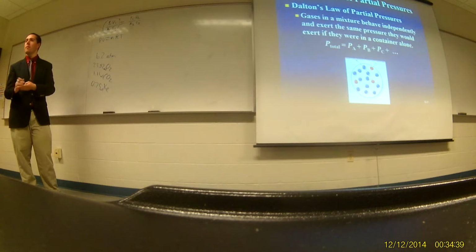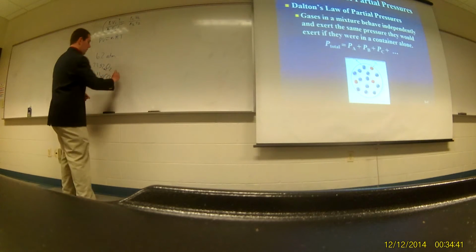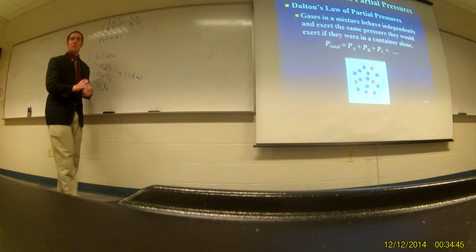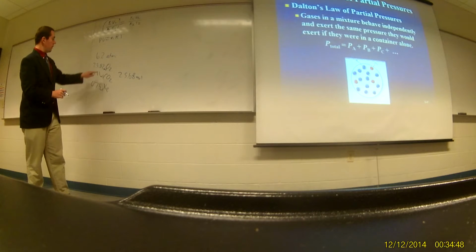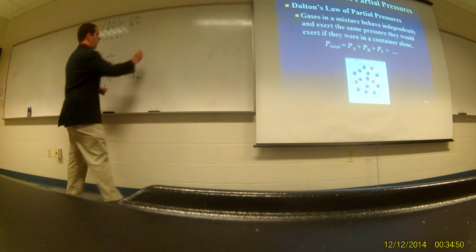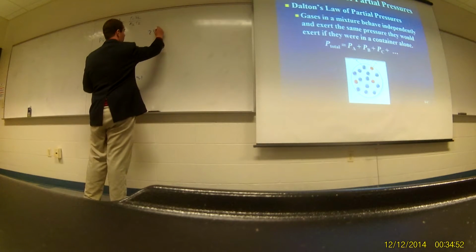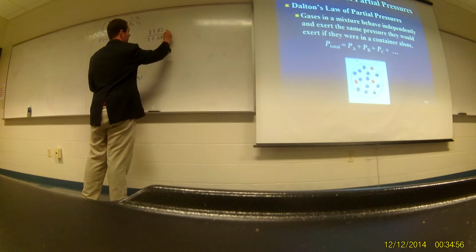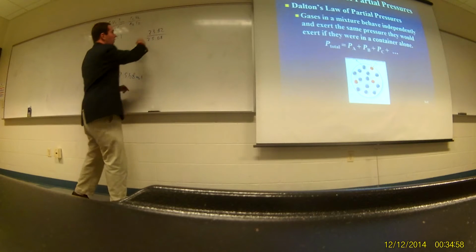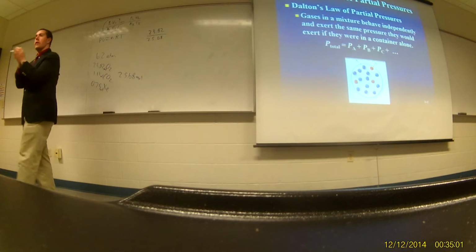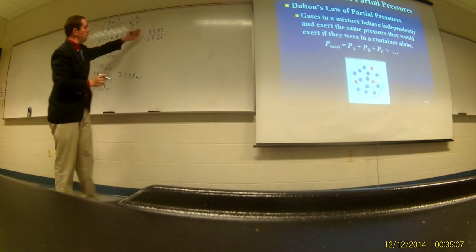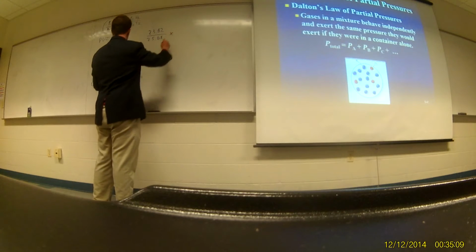It's 25 point something, 25.68 total moles. So we do oxygen first. I've got 23.82 divided by 25.68. That's going to tell me what portion of my total moles is oxygen. That'll come out to be a number a little less than 1, and then I multiply that by my total pressure.